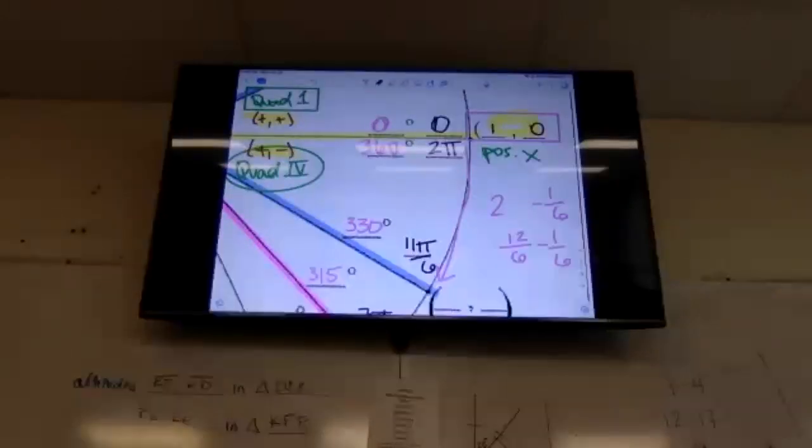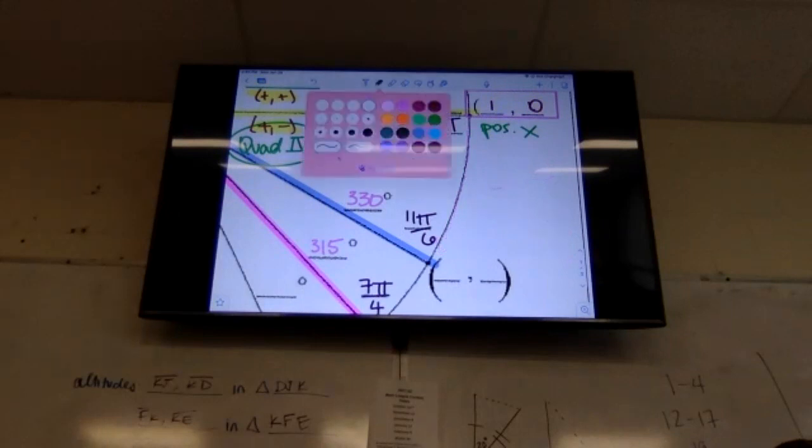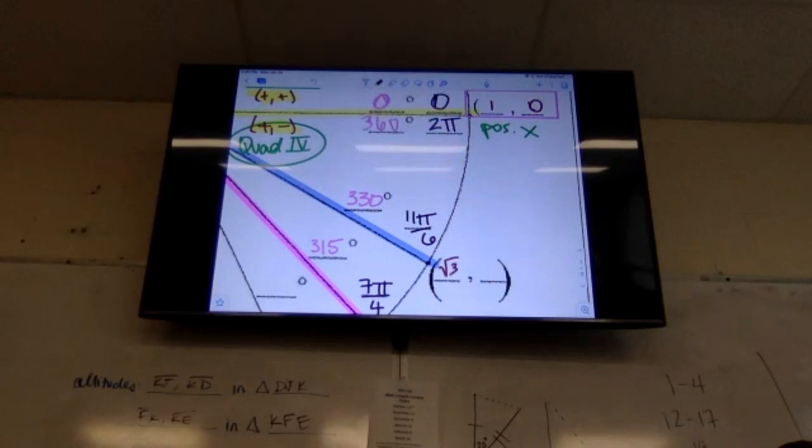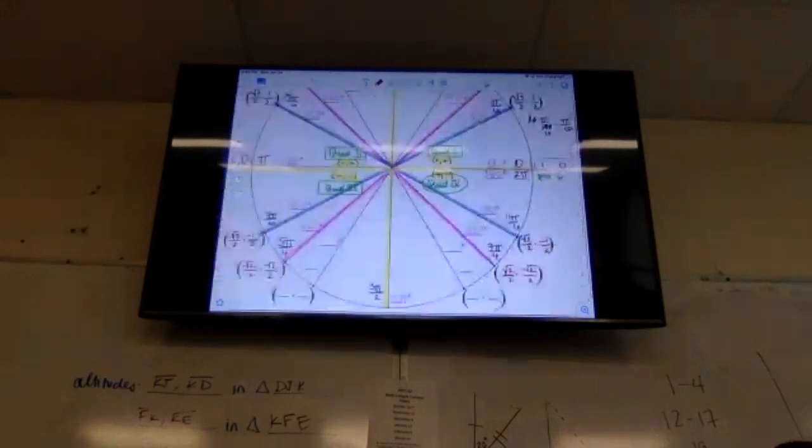Let me write my ordered pair here and then I'll go back to the other side. The last thing I need to write here is my ordered pair. My x this time is positive and my y this time is negative. So it's positive √3/2 comma negative 1/2. I'll zoom out a little bit so you can see both sides.